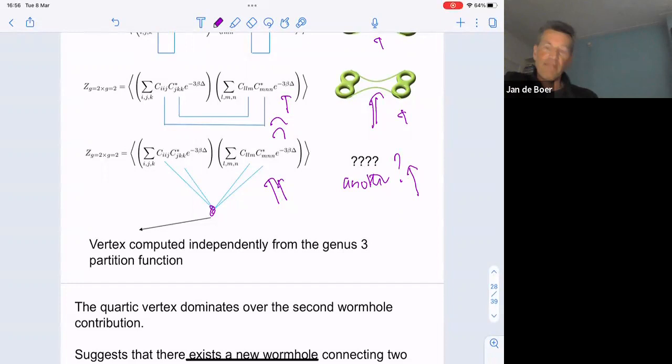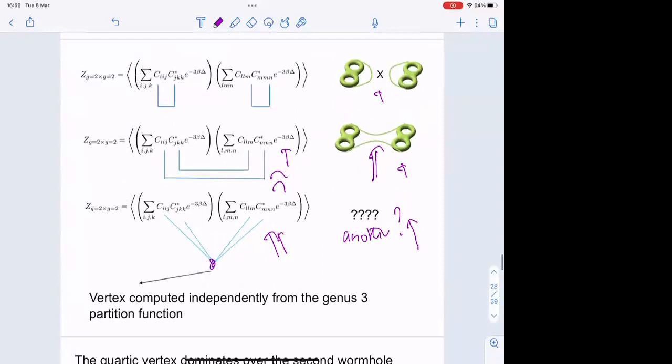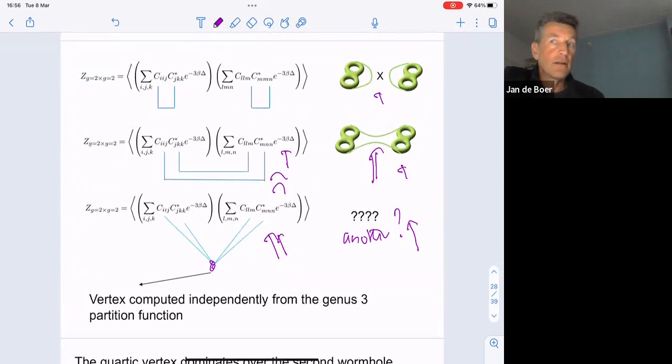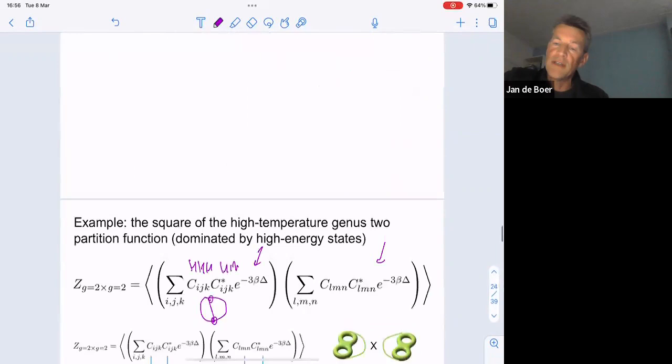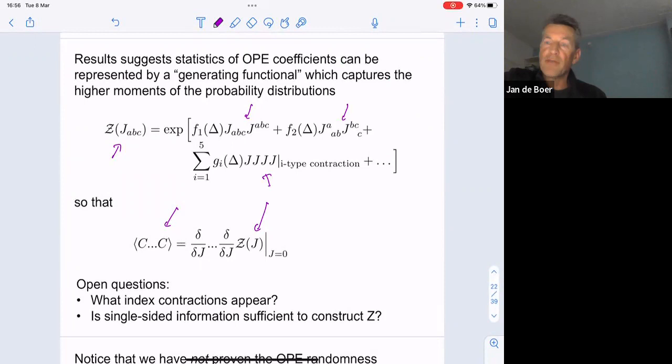Sorry, Jan, what is the difference between the last line and the second line? How do you get that wormhole? The last one, the third line here. Yeah. So here there is a fourth order vertex. So if you go back to this generating functional here, this thing has quadratic vertices on the first line, and then it's like a fourth order vertex on the second line.